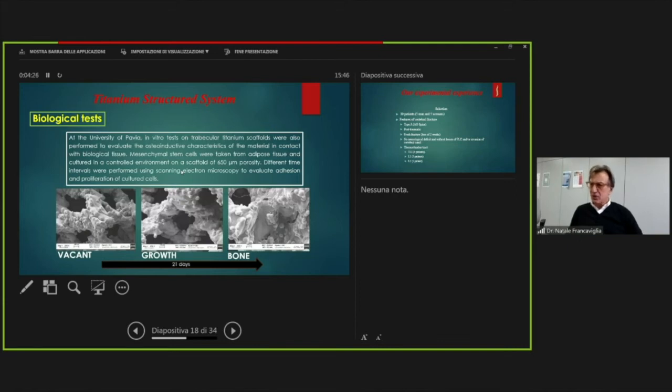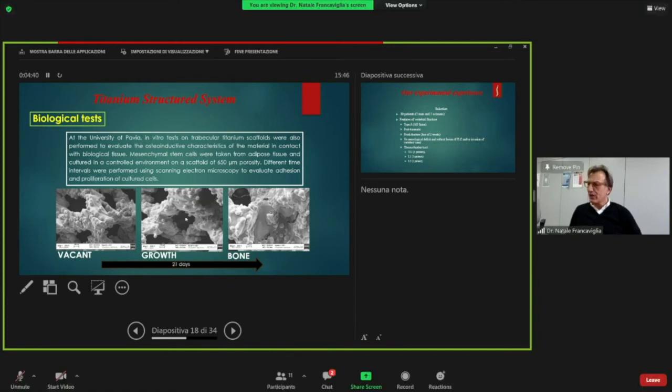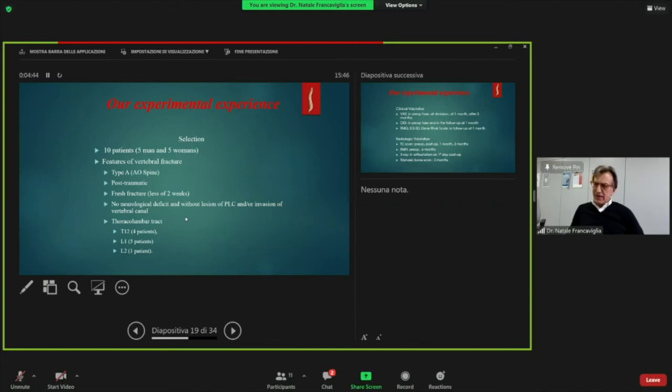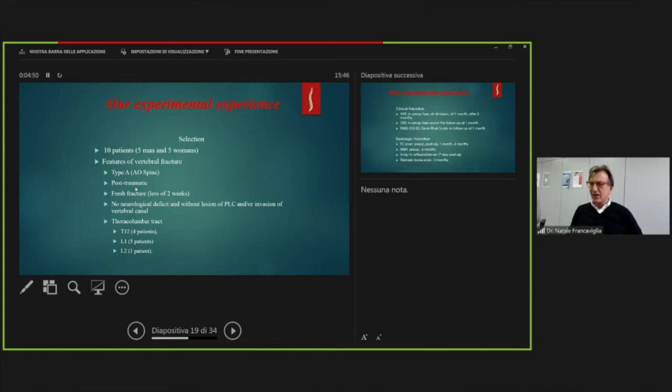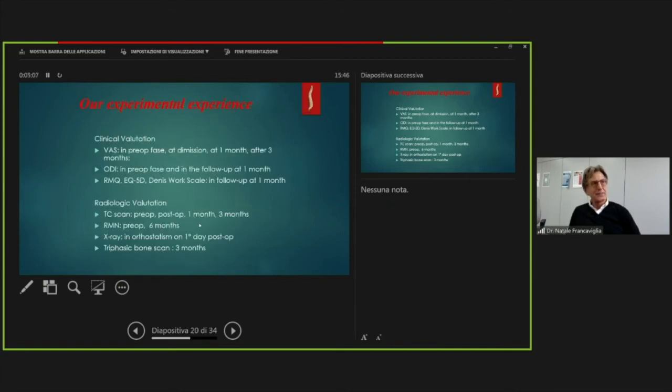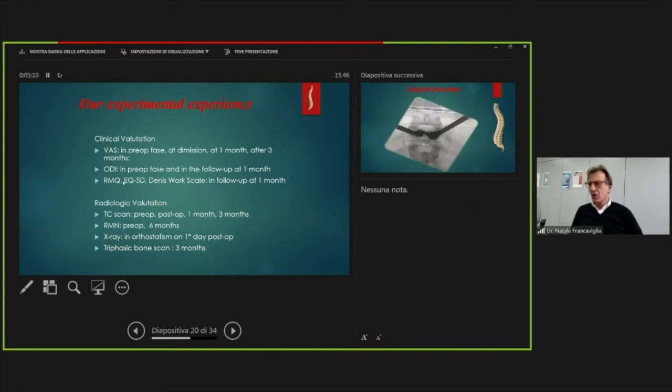This is our biological test made in Pavia, and you can see that in about 1 month, all the pores are filled by osteoblasts, so you have complete pore filling. This is our first experience, 10 patients. You can see here type A fractures, post-traumatic, fresh fractures. All patients are without neurological deficit and without any lesion of the posterior ligament. You can see here the T12, L1, and L2 segments. Our evaluation is the VAS, the ODI, and radiologically the CT pre and post, MRI before and after 6 months, the X-ray, and one three-phase bone scan 3 months later.